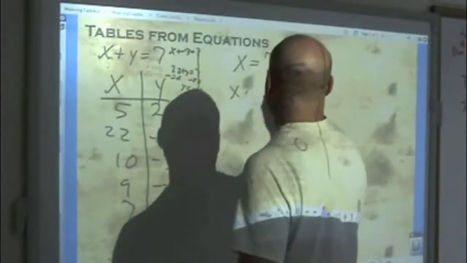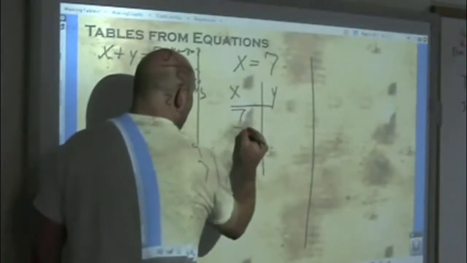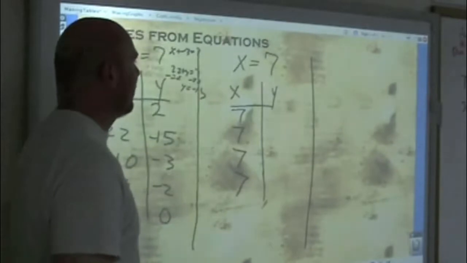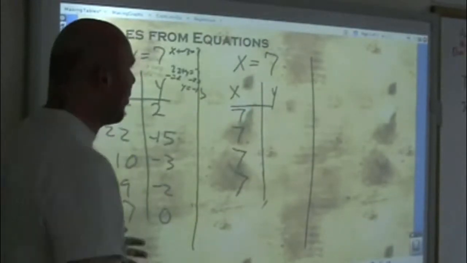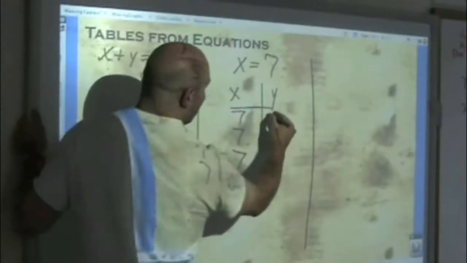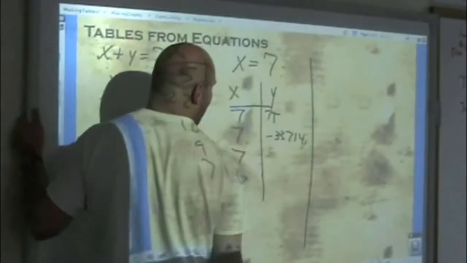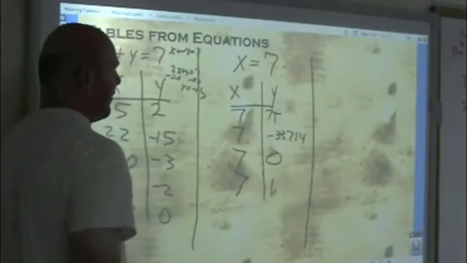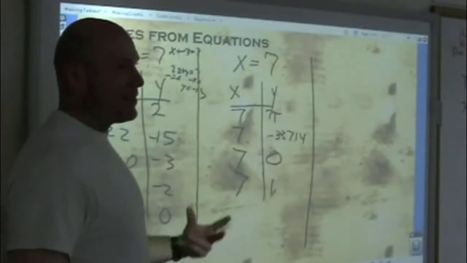So when I go to make my chart, when x is 7, that means x is 7, x is 7, x is 7, and so on and so forth. If x is 7, it doesn't matter what y is. I can pick whatever numbers I want to go in with that as long as x is 7. So I can put pi in here, I can put negative 33.714 in there if I want to. I can put something normal like 0 or 1. That's a chart. This is a sample of all the points that have x's that are 7.